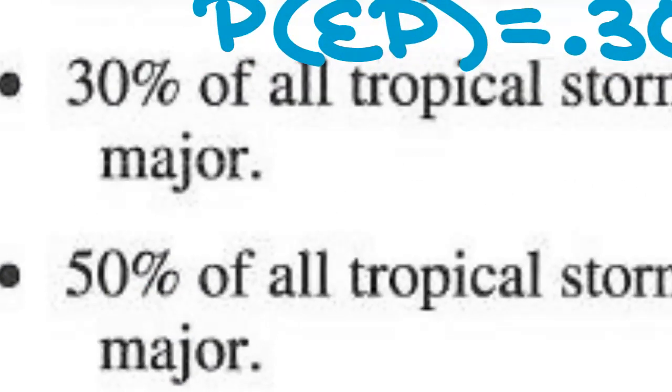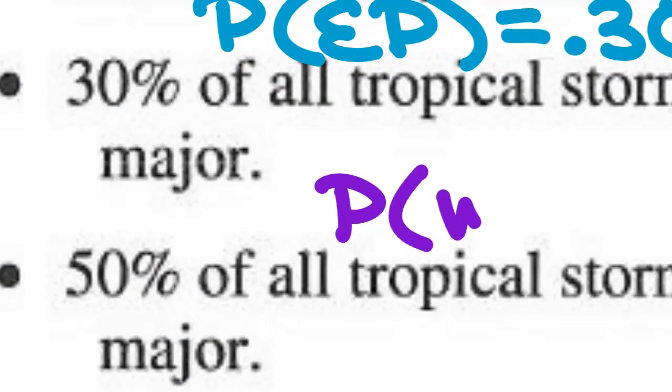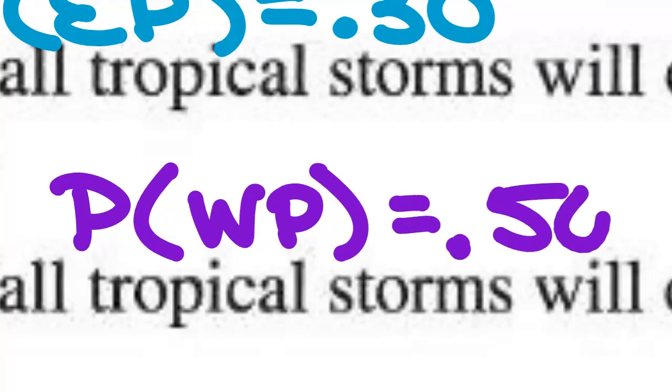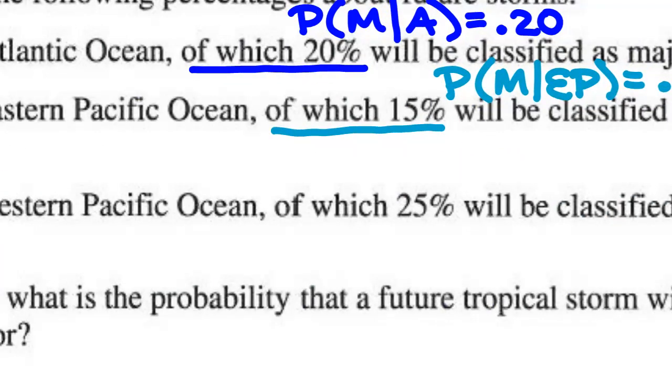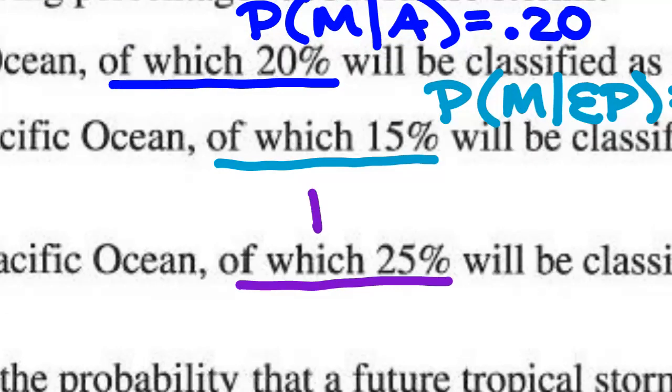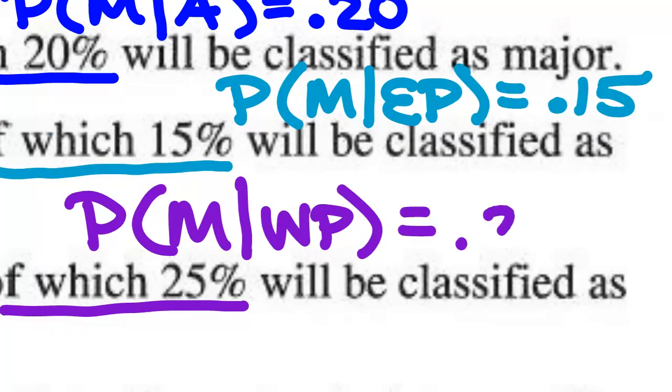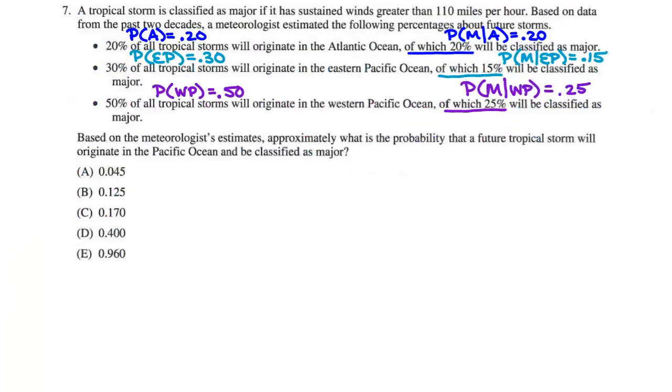And then finally, 50% of all tropical storms happen in the Western Pacific. So the probability of Western Pacific is 0.50. Of which 25% will go on to be major storms. So the probability that it is a major storm, given that it happened in the Western Pacific, is 0.25. Based on the meteorologist estimates, approximately what is the probability that a future tropical storm will originate in the Pacific Ocean and be classified as major?